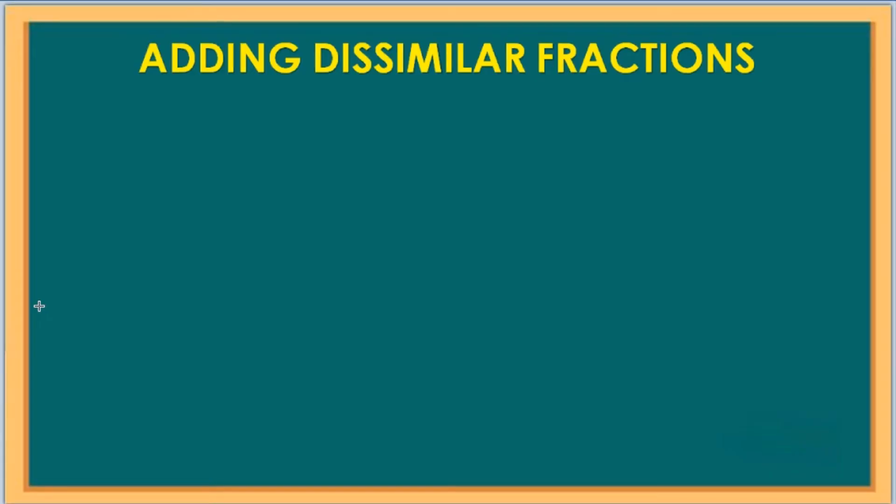How to add dissimilar fractions? Let's have an example. 1/2 plus 1/3. We notice that the denominators of these two fractions are different. They are dissimilar fractions. What we are going to do is to change them into similar fractions first before adding. Because we cannot add two dissimilar fractions, two fractions with different denominators.